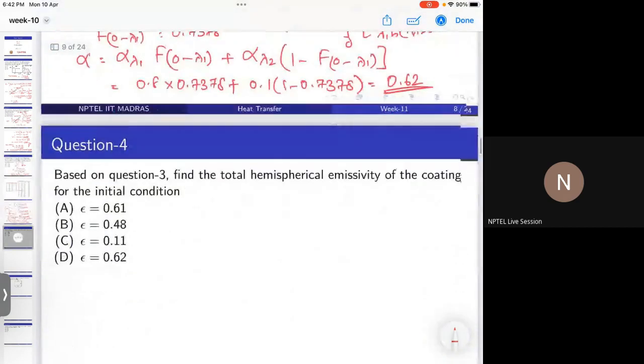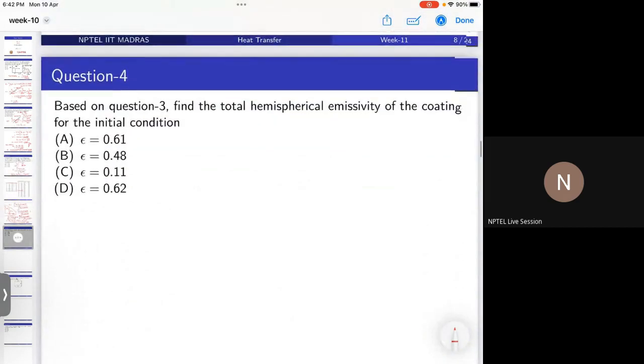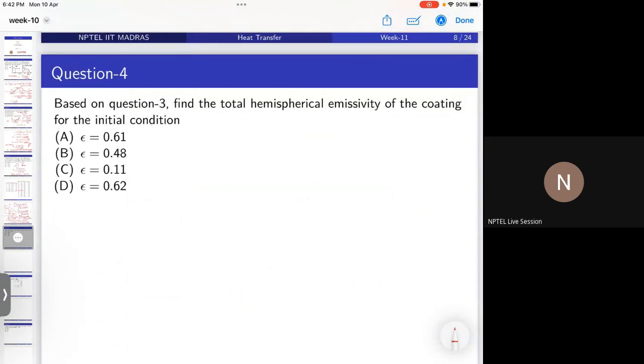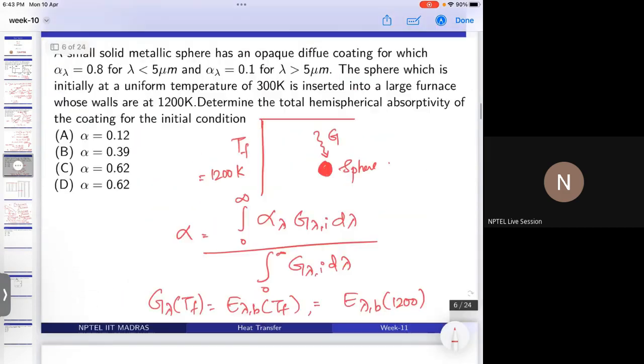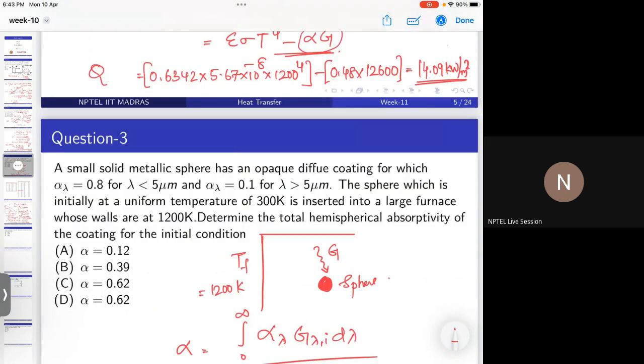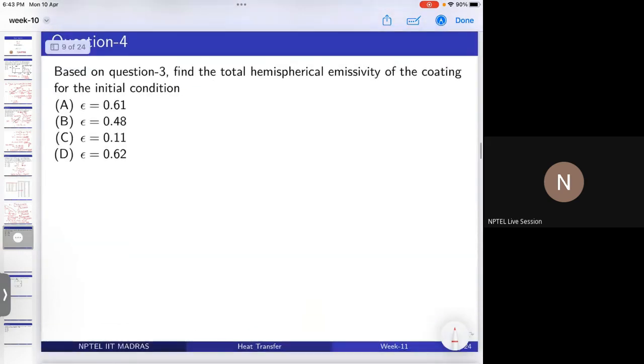The next question is a similar kind of question: the total emissivity of the coating. It's a coating over the ball, already given. What is the total hemispherical emissivity of the coating for this initial condition? The condition is specified because initially the furnace is at 1200 Kelvin, and the ball is at 300 Kelvin. Under this condition, what is the total hemispherical emissivity of the ball? So how to find this?